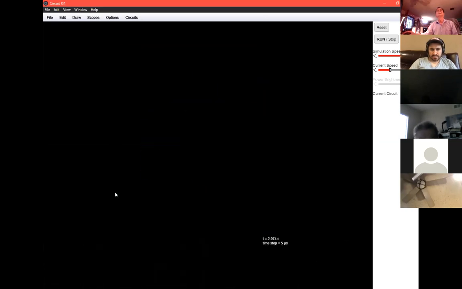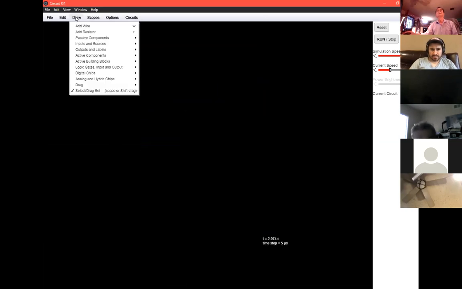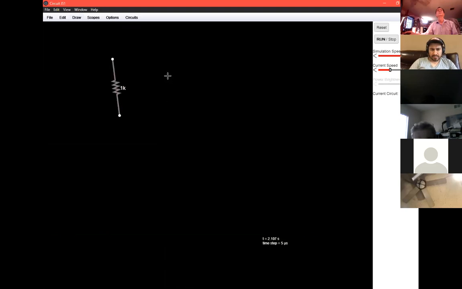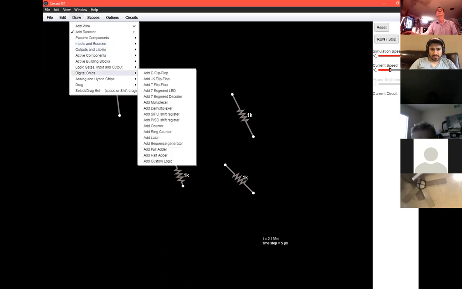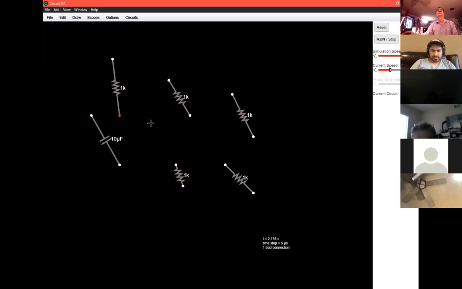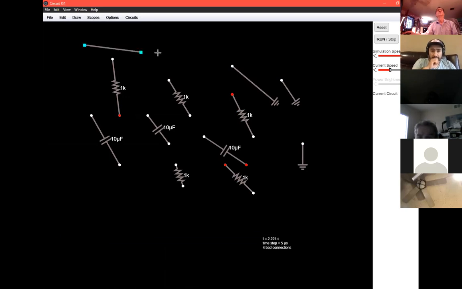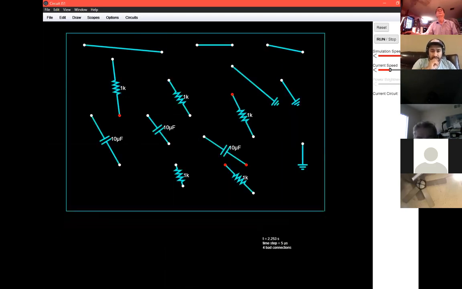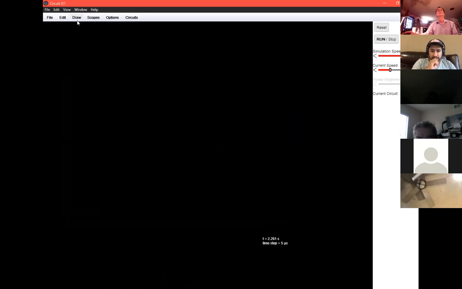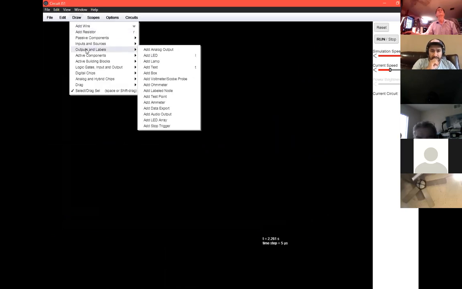Determine your schematic. Get a couple components. You can choose your components. If you know your shortcuts, you can draw quicker. Your shortcuts will help you drop your components faster. Same with wires, you can draw faster. That's when you know your shortcuts. But the draw function.